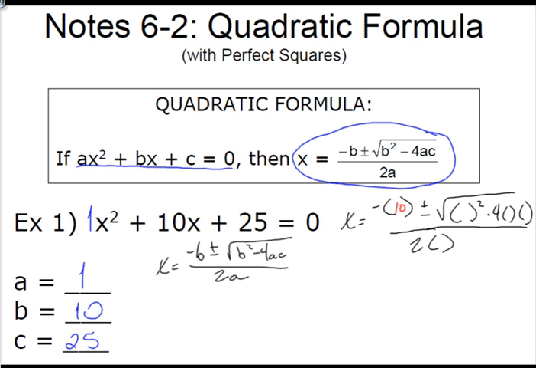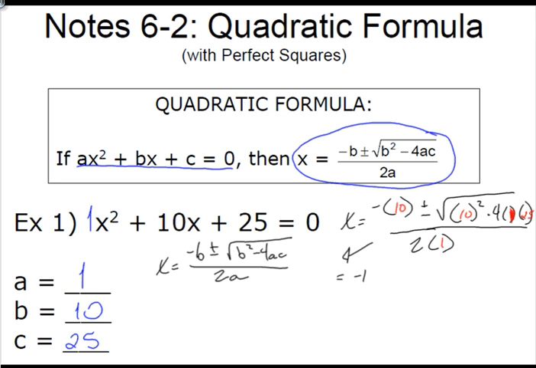My next blank, it says it's b also, so plug in a 10 again. And then it says minus 4a. A is 1, so I plug a 1 in the first blank here. And then the last one is 25. And on the bottom we have 1. So now it's a matter of doing a little bit of arithmetic and cleaning things up.